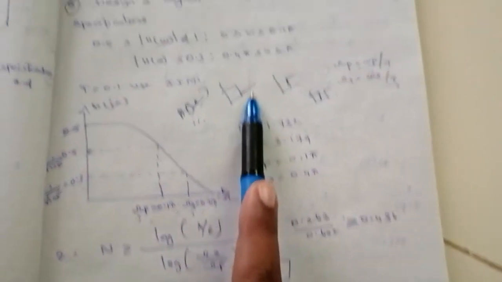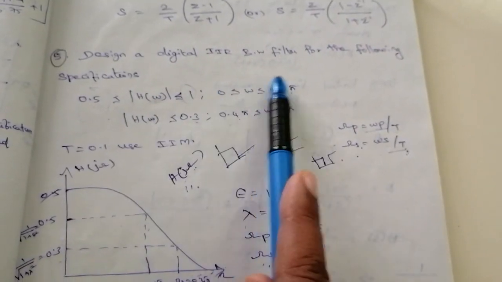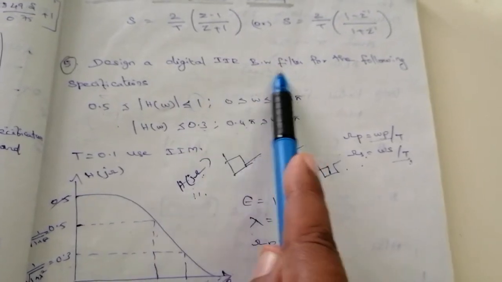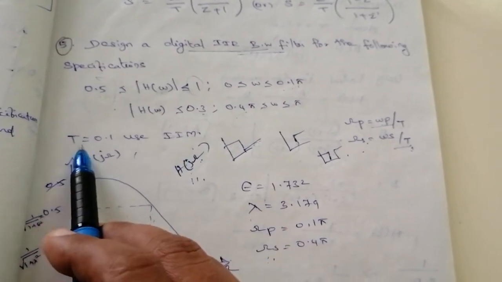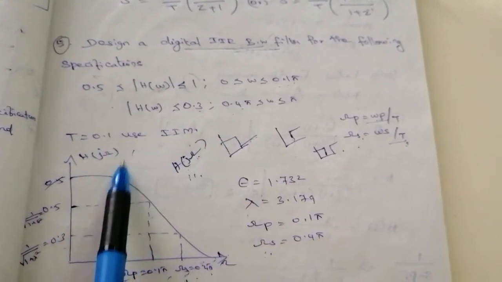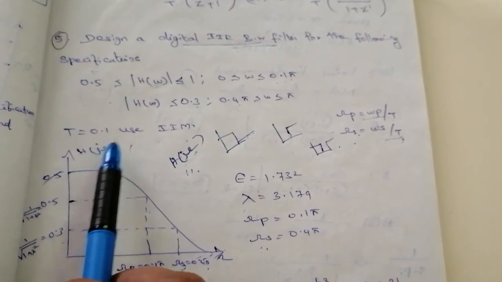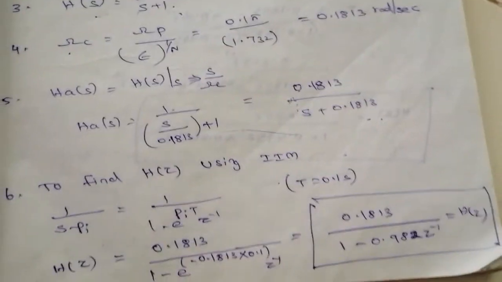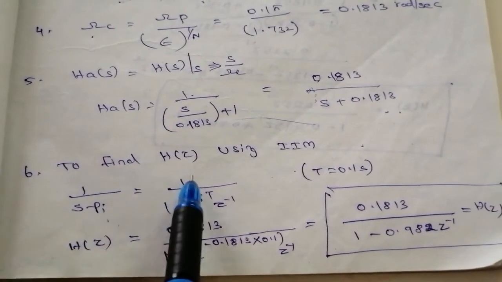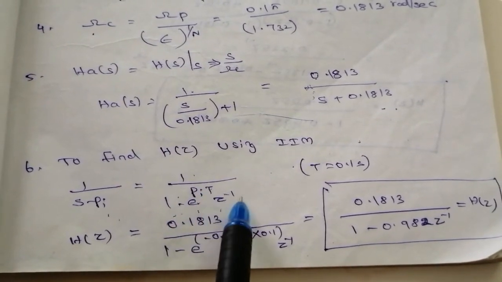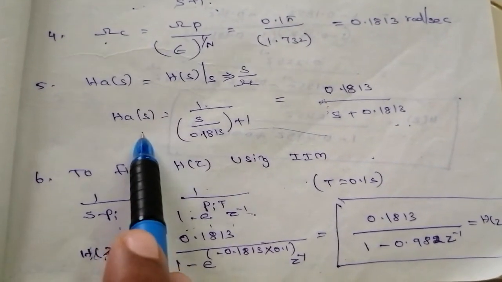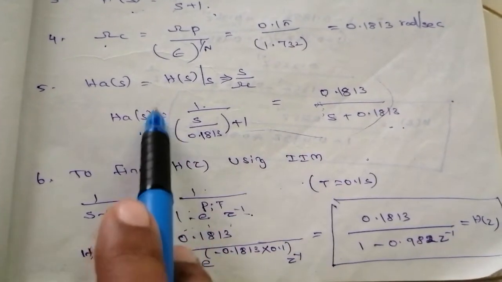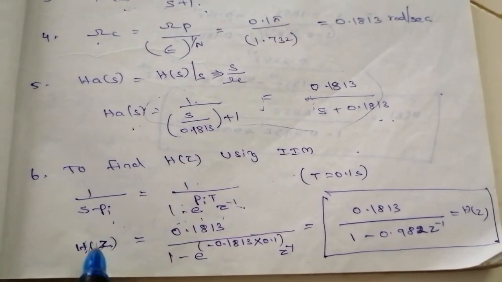So in the question, design a digital IIR Butterworth filter for the following specification using IIM. Sorry, here T value is equal to 0.1, right? Using IIM. So we have a IIM formula, that is 1 divided by s minus pi equal to 1 divided by 1 minus e power piT into z power minus 1. So H of z. Z means digital filter, s means analog filter. Now this HA of s filter is converted into H of z, that is called digital filter.